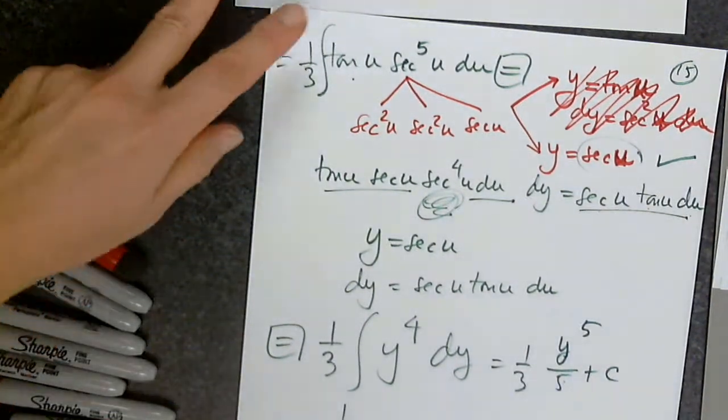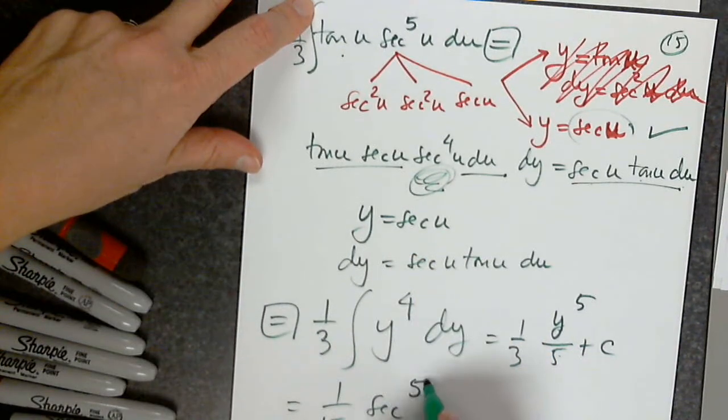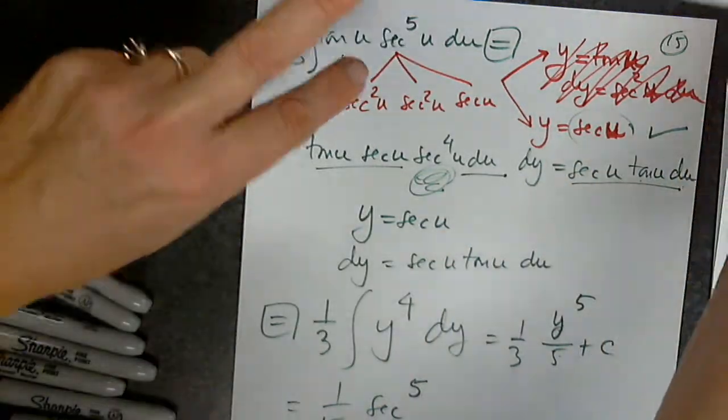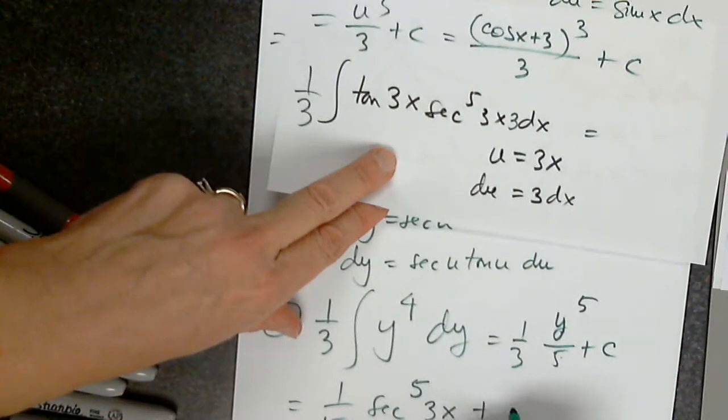I have to go back to the substitution. I have secant to the 5th, instead of u, I already had another step before. I put 3x plus a constant c.